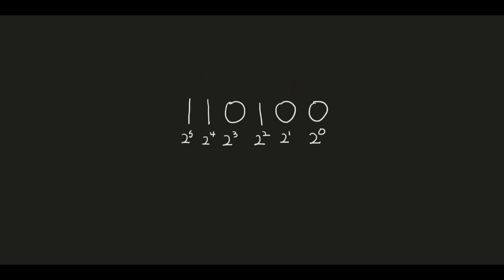Now let's check to make sure our conversion was accurate. I do want to mention that you can skip this step if you like, but this step is the way of making sure that we were on the right track. So 2 to the power of 5, 32. 2 to the power of 4, 16. And finally, 2 to the power of 2 is 4. 32 plus 16 plus 4 is 52, and this tells us that our conversion was correct.